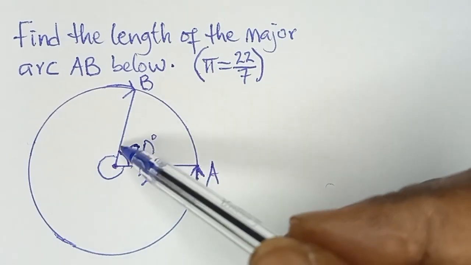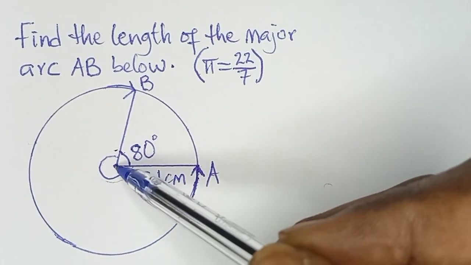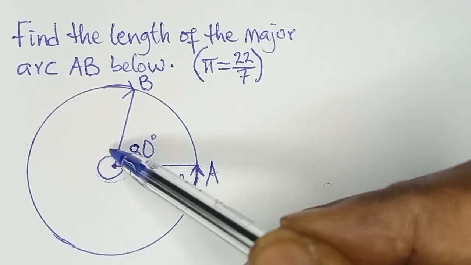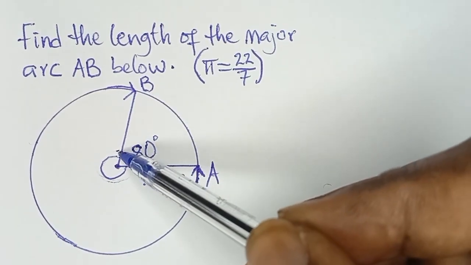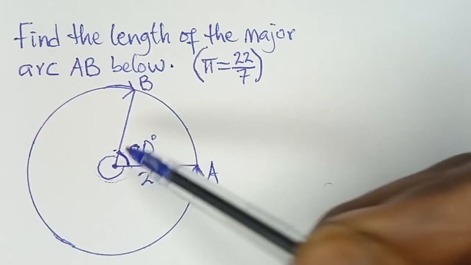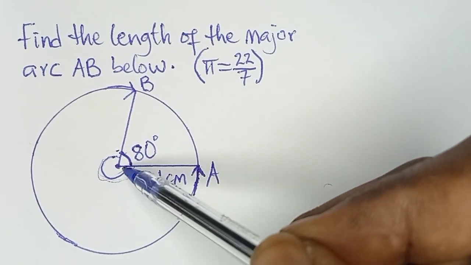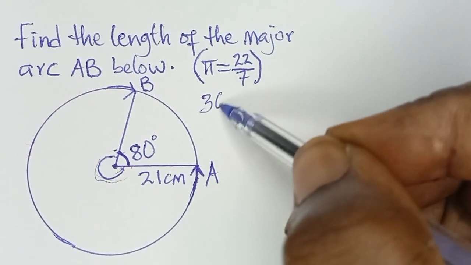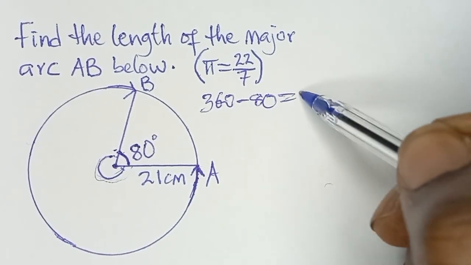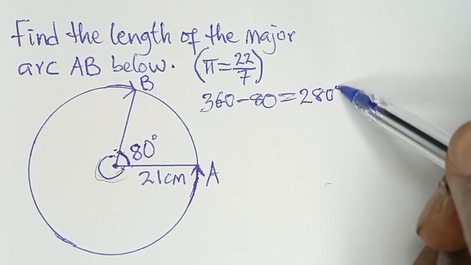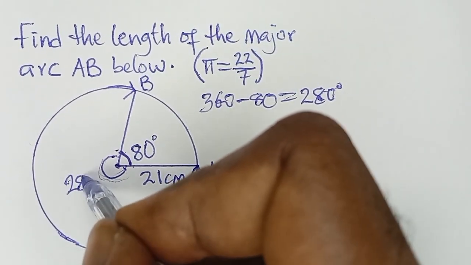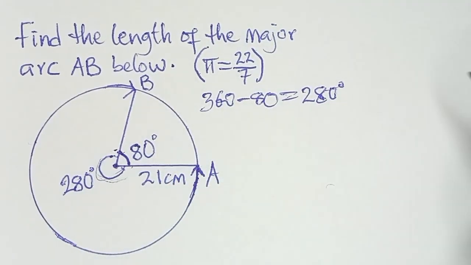So how do we do that? Sum of angle at a point is 360. So the whole of this angle around this point here is 360. So if this part is already 80, then to get this remaining part, we say 360 minus 80. And that will give us 280 degrees. So that means this angle here is 280 degrees.